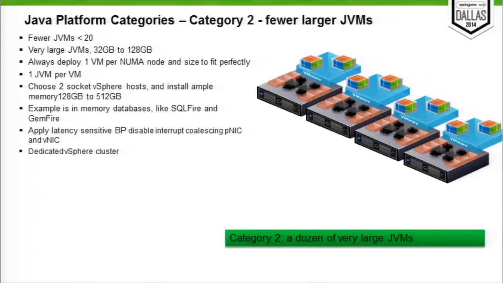Category 2 type of platforms, there's only a handful of JVMs. You actually have to have a handful of JVMs, less than a dozen. It's in-memory databases, some very large messaging systems. And what we try to do is size one JVM within one VM that fits inside a NUMA node within a socket. And I'm going to go into what that means. Recently, I've had to get involved in tuning an in-memory database for a customer. They wanted to put 1 terabyte worth of data in memory, and they had sized it for about 30 JVMs.